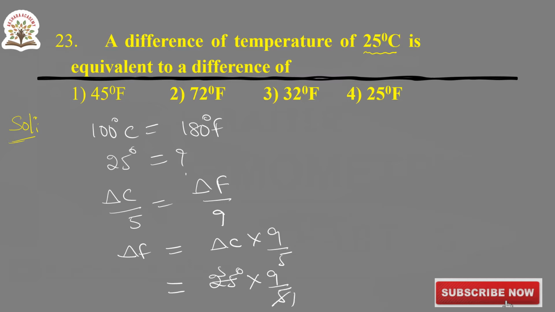5 ones are 5, 5 nines are 45. So the equivalent temperature in Fahrenheit scale, delta F, is equal to 45 degrees Fahrenheit. Therefore a difference of temperature of 25 degrees centigrade is equivalent to a difference of 45 degrees Fahrenheit. This is the final answer. Okay, next we will go to the next question.